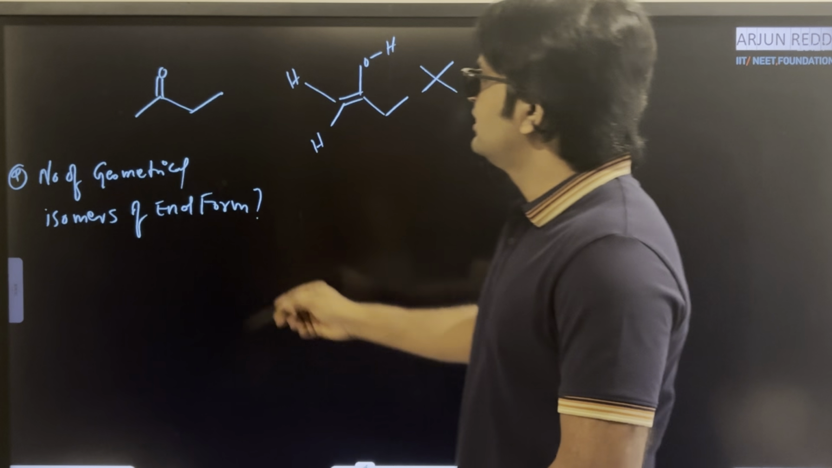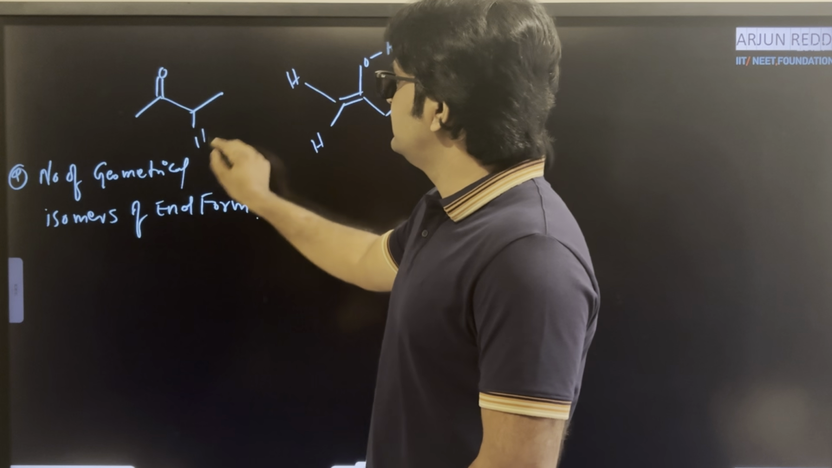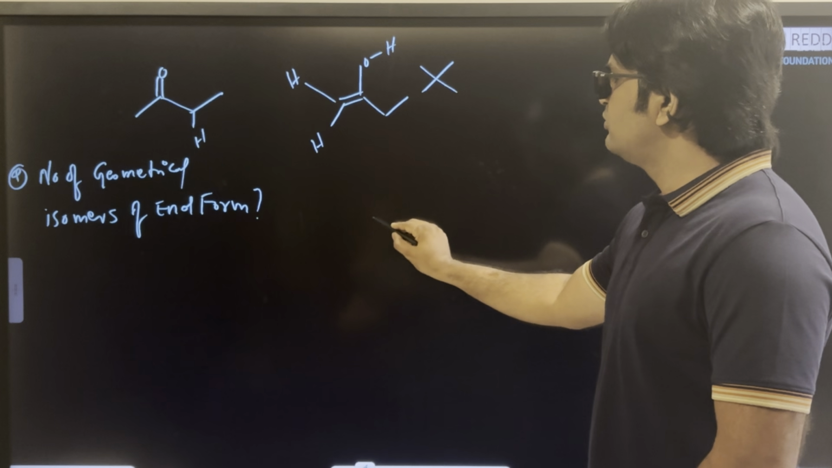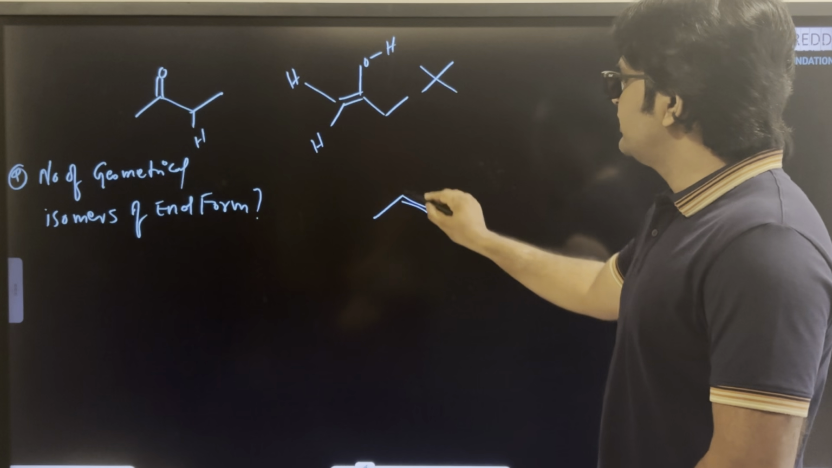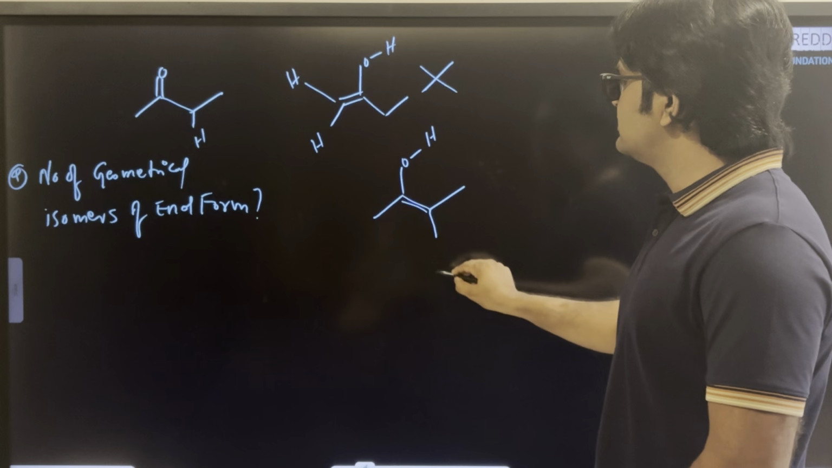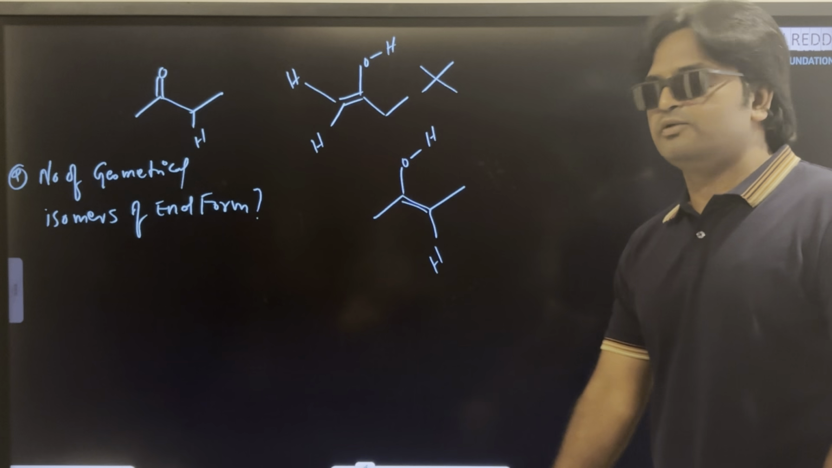Okay, no problem. Then try with the right hand side carbon atom. Here a hydrogen atom is there. Fine. If you are using that hydrogen atom, then how do you write the enol form? Here you write the pi bond. Next, OH and CH3. What is the fourth valency? Yes, it is hydrogen. Clear.